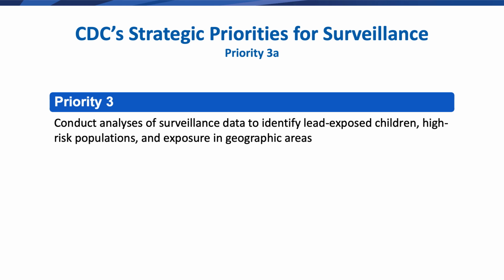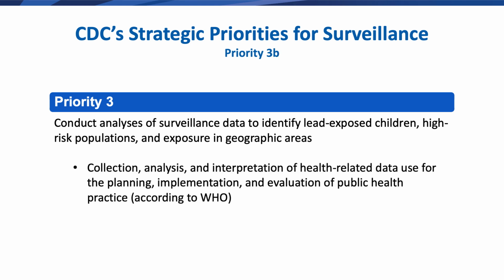Within Priority 3, there are 4 additional points of emphasis. The first is collection, analysis, and interpretation of health-related data used for the planning, implementation, and evaluation of public health practice. For childhood lead poisoning prevention, this means being able to use the surveillance data collected to guide program activities and to use data to document and show how planned activities are being effectively implemented.